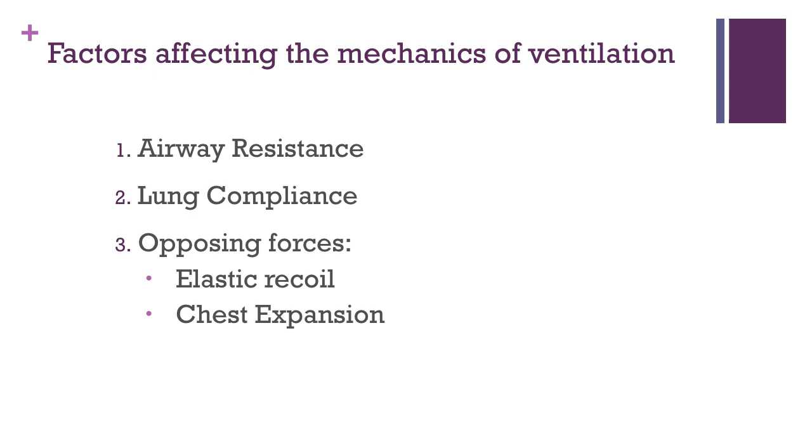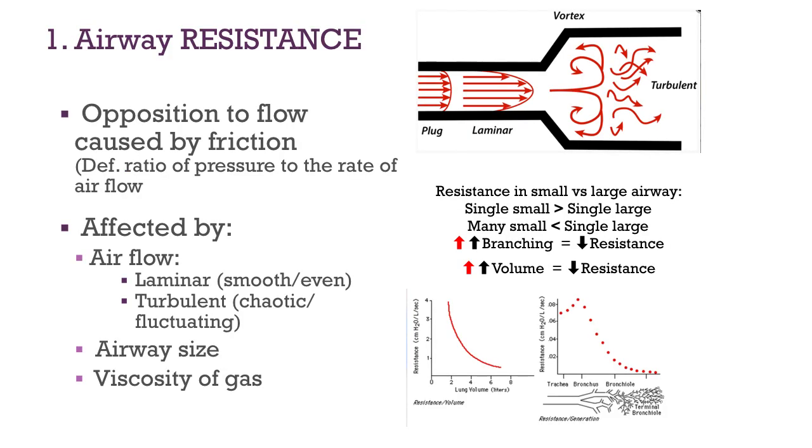So there are several factors that affect the mechanics of ventilation. And these are airway resistance, lung compliance, and the opposing forces, which we define as elastic recoil and chest expansion. So these are the big three. Airway resistance is essentially opposition to flow caused by friction. It is the ratio of pressure to the rate of airflow. So if you increase pressure and you increase airflow at the same time, you're actually increasing airway resistance.